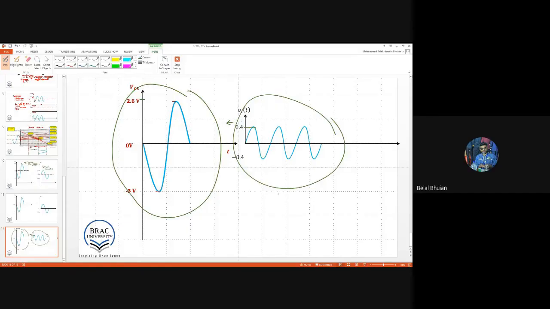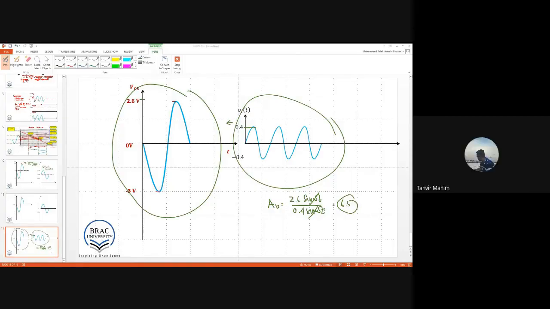What is the amount of amplification? We call it AV, which is 2.6 sine omega t divided by 0.4 sine omega t. The sine omega t cancels out, and what remains is roughly 6.5 times. So our input signal has been amplified by about 6 times.